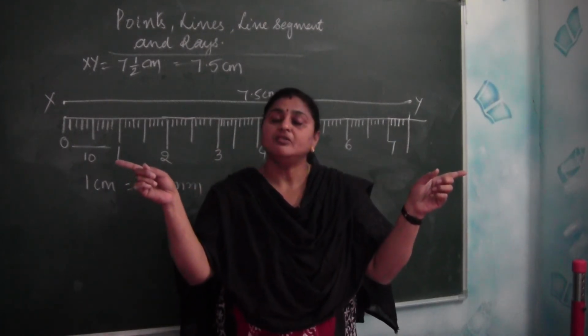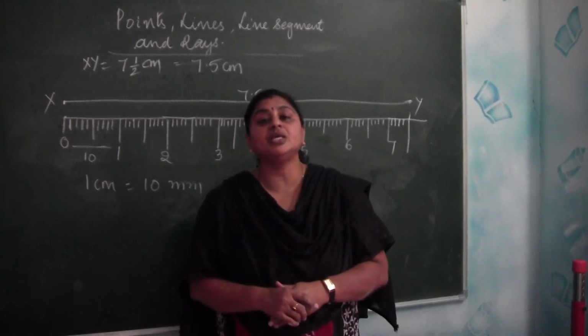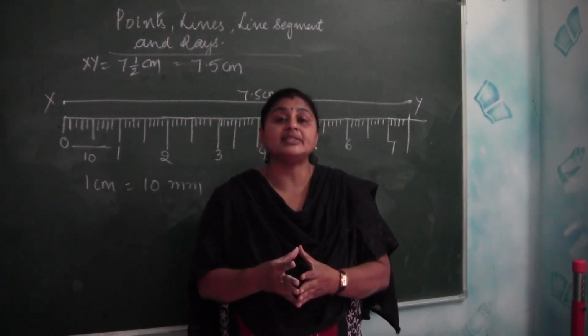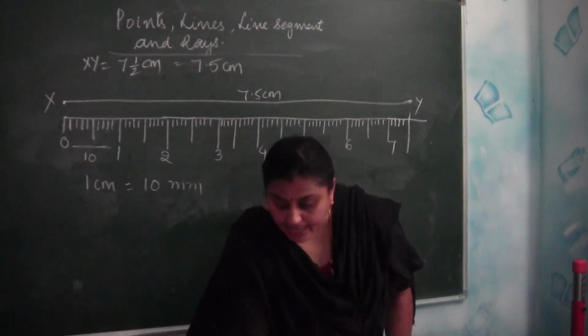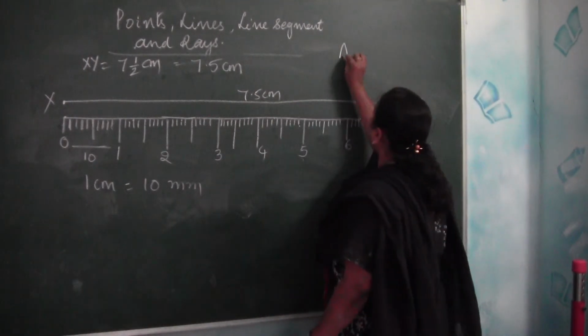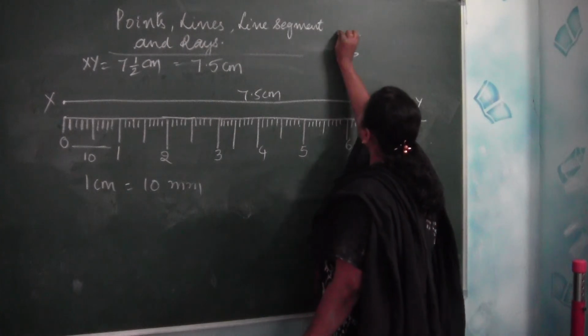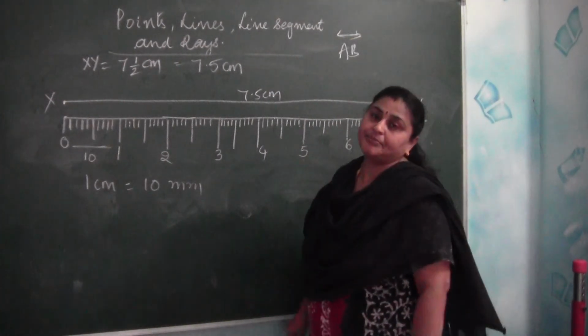Okay. Similarly, we will be using the points to name the line. What are we using the points as? Alphabets. We will be using the alphabets to name the line. So to name the line AB, what is the symbol we will be using it? With the arrow marks. Got it?